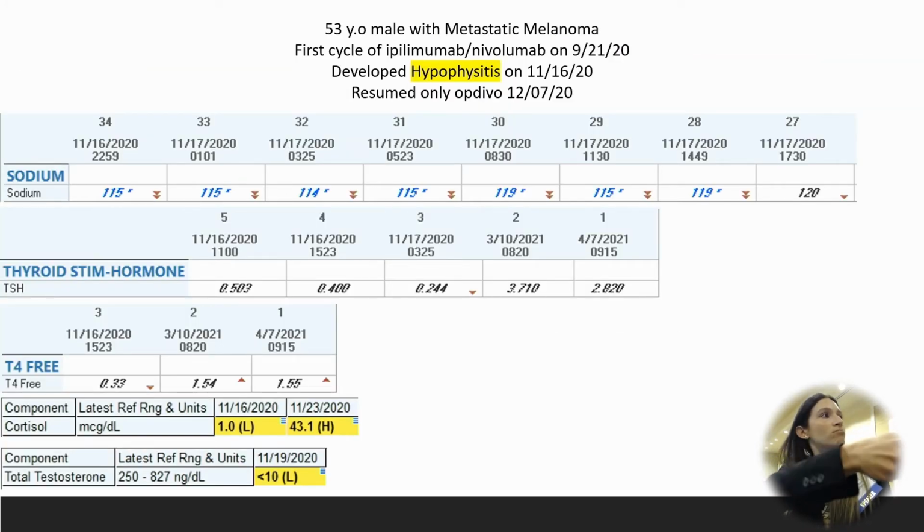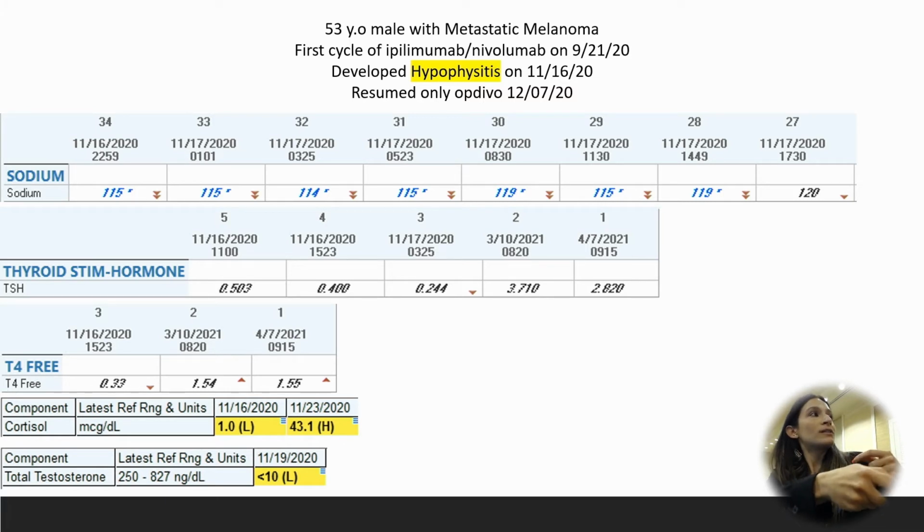So here we have our patient. A 53-year-old male with metastatic melanoma. He gets Nivo-Ipi, okay? And about less than a month later, right? Yeah, more or less, like 2 months. He comes into the office feeling weak, with nausea. He can't even walk. He comes in a wheelchair. And we see the sodium. He gets sent to the ER.